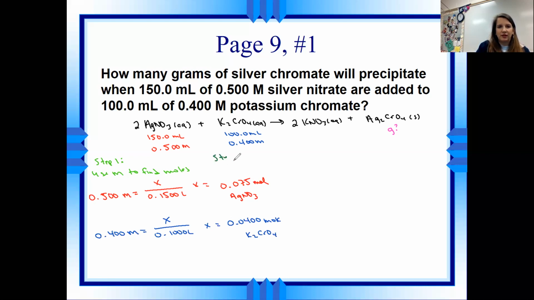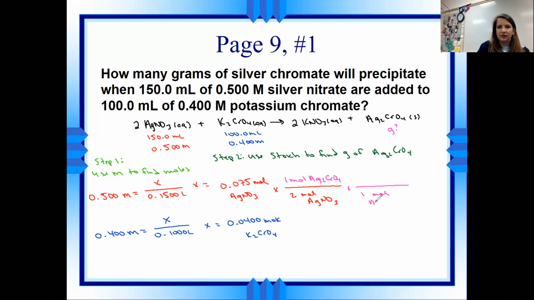Now for step 2, I'm going to use stoichiometry to find grams of my silver chromate. So I'm going to go back up here. I'm already in moles, so that means I can just go right ahead and use my mole ratio. Excuse me, that should be a 2. 2 moles of silver nitrate. And I'm going to switch it to my silver chromate. So that means I have to have 1 mole of silver chromate down here.